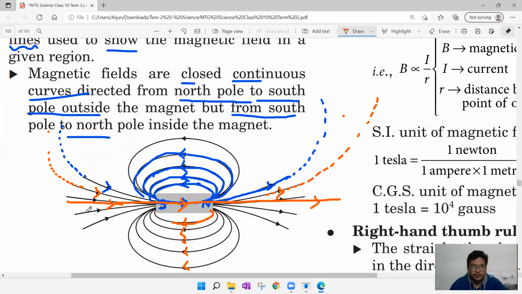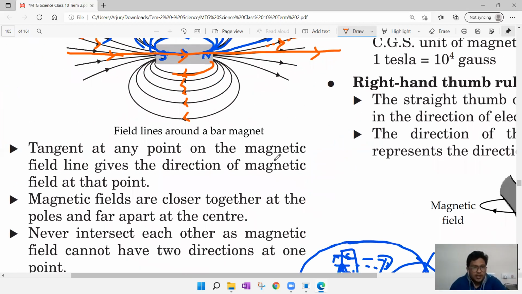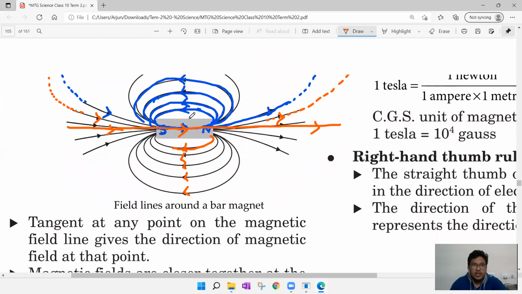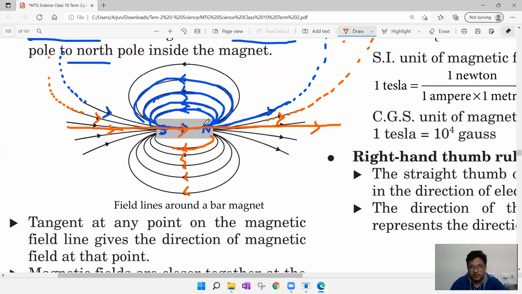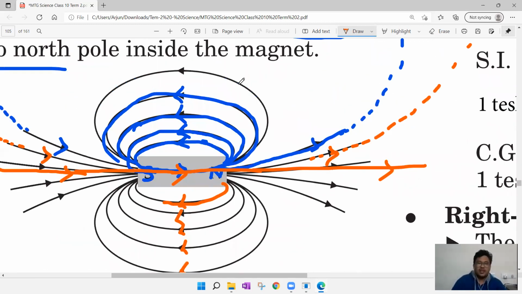Next one. The tangent at any point on the magnetic field line gives the direction of the magnetic field at that point. Means if you take any compass needle, which will be round and has a magnetic needle inside it with an arrow mark, that arrow mark always points towards north, and the other part always shows south.